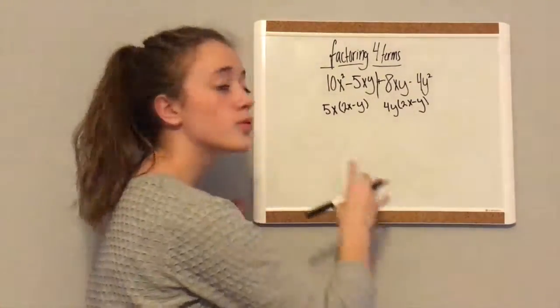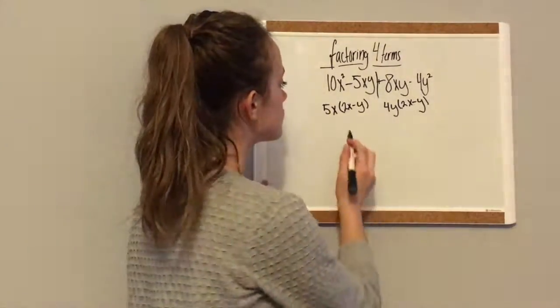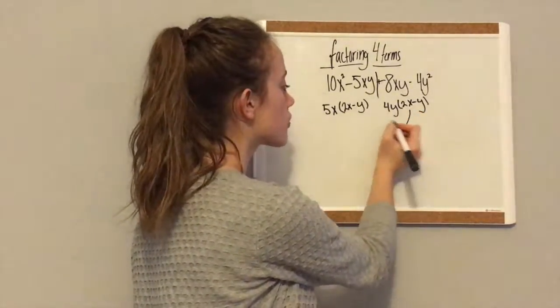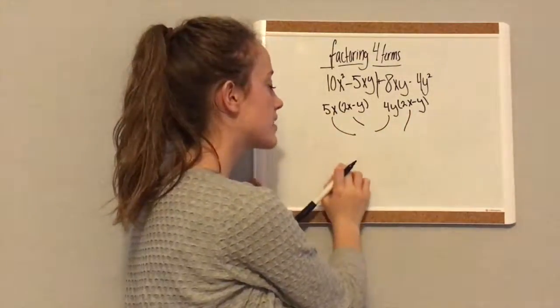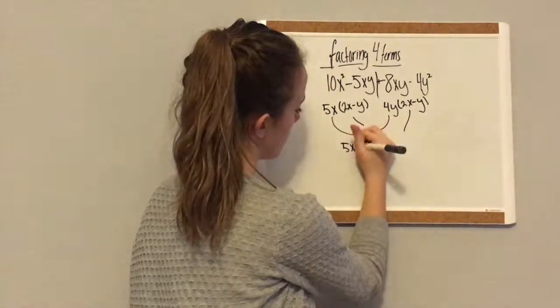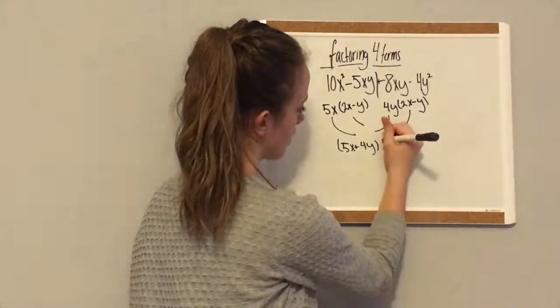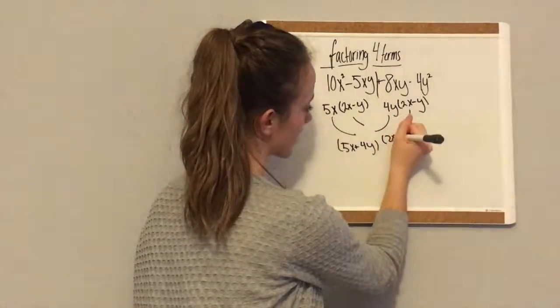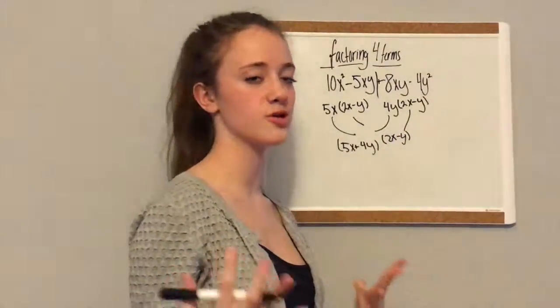And so what you do, just like when you factor trinomials, is you will take these two, which will be the same, and then you will take these two and add them, and they will become your factors. So 5x plus 4y and 2x minus y. And it's that easy, and just FOIL to make sure that you're correct.